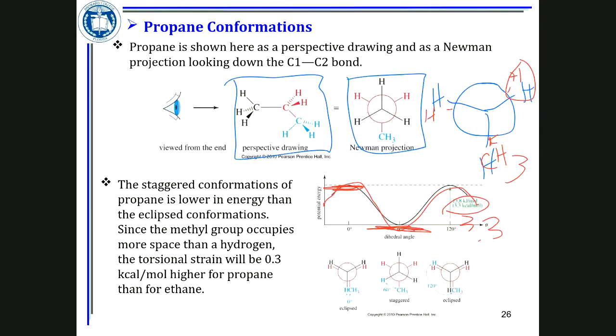Okay. Any questions about conformers for propane? Eclipsed and staggered. No, you just need to know, you don't have to know the exact numbers. You just need to know that the strain is stronger for propane compared to ethane, because one of the groups is bulkier. You just have to be able to justify it. You don't have to know the exact numbers.